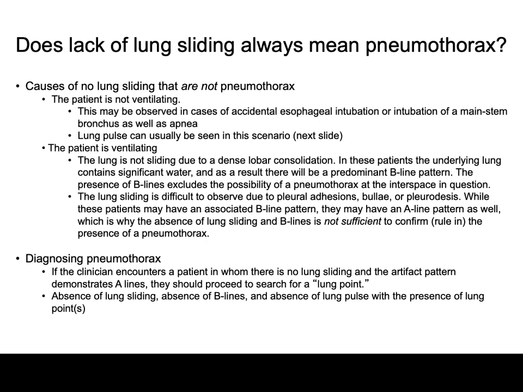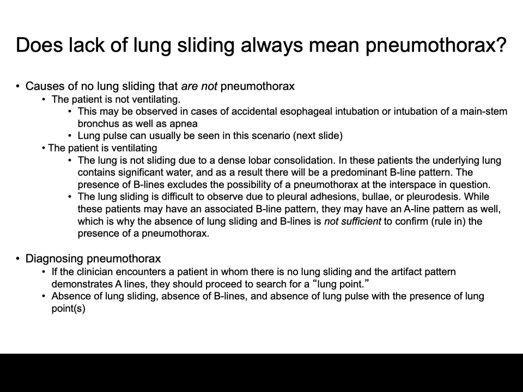The patient is ventilating, but there is no lung sliding due to a dense lobar consolidation. In these patients, the underlying lung contains significant water, and as a result, there will be a predominant B-line pattern. The presence of B-lines excludes the possibility of a pneumothorax at the interspace in question. The lung sliding may also be difficult to observe due to pleural adhesions, bullae, or pleurodesis, depending on the patient's history. While these patients may have an associated B-line pattern, they may have an A-line pattern as well, which is why the absence of lung sliding and B-lines is not sufficient to confirm or rule in the presence of a pneumothorax.